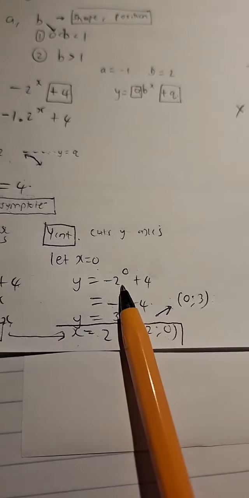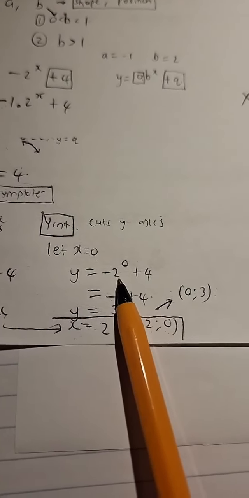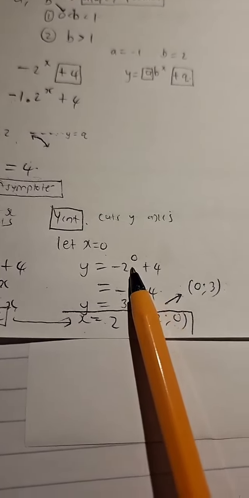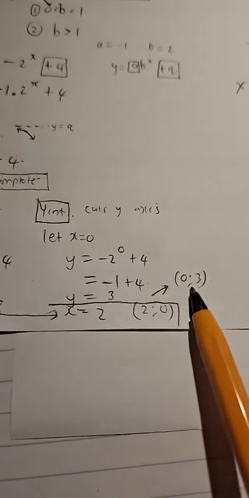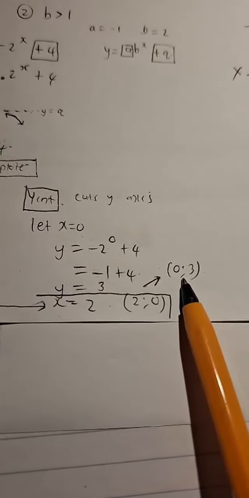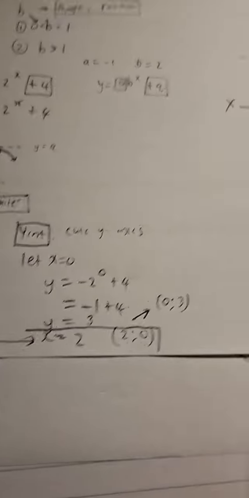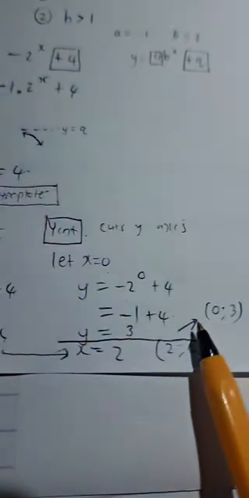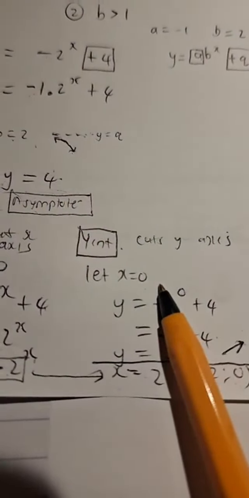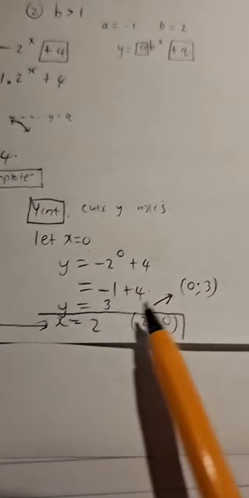Okay, so there we cut the y-axis. We just go there. Then we locate our y-intercept. So 0 and 3 here, where y is 3, but at the same time x is 0. Yeah, then there it is.